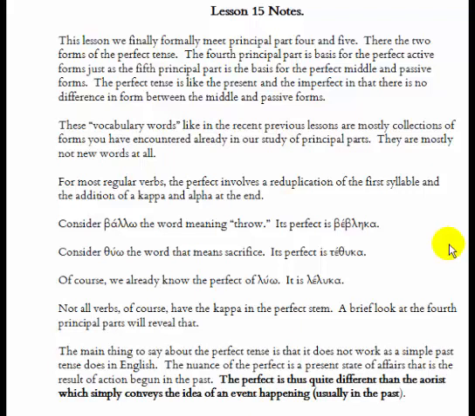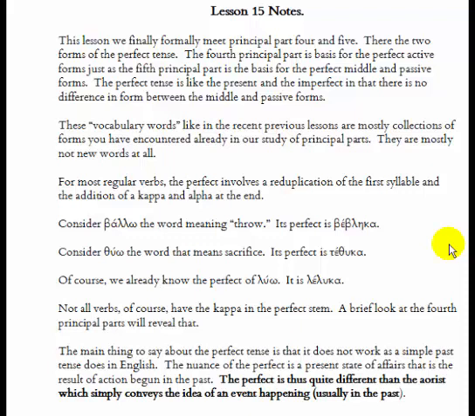We're now at lesson 15, and now we get to find out the purpose of two more principal parts, namely principal part 4 and principal part 5, which are for the perfect tense, respectively. Principal part 4 gives us the active perfect. Principal part 5 gives us both the middle and the passive. In perfect tense, the middle and the passive are ambiguous.